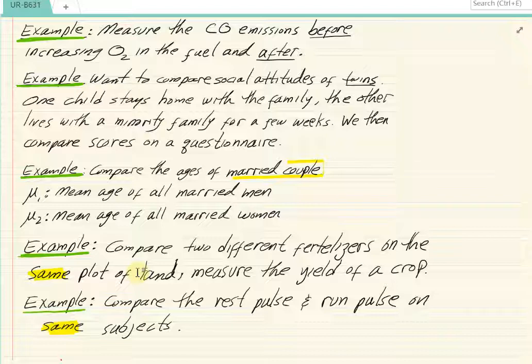Because a lot of times in agricultural studies, the treatments are actually like fertilizers. It could be potash, it could be different chemicals that they would apply to a plot of land, and then try to measure the yield of crops. And finally, the last example I have here is, suppose we want to compare the rest pulse and run pulse on the same subjects. For instance, myself.